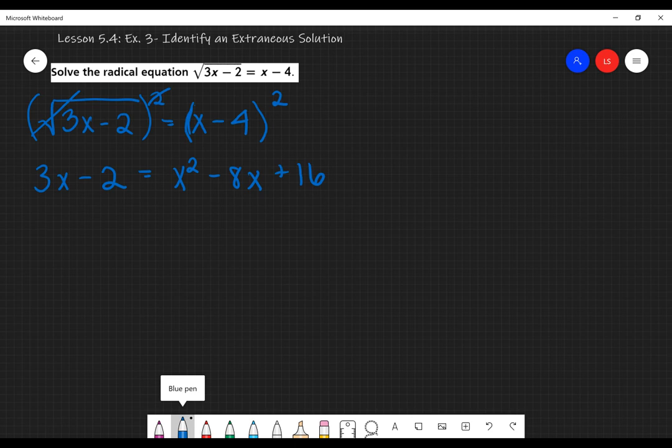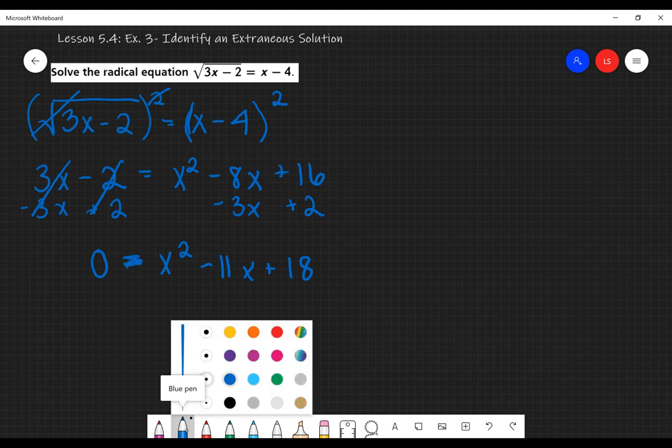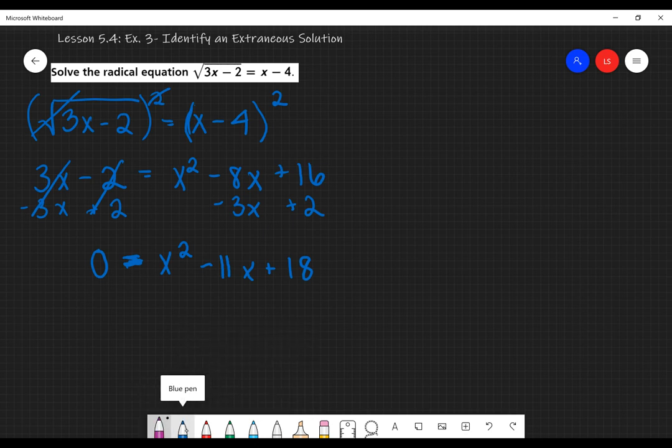Now we've got to get everything to one side, since we've got a quadratic with our x squared on the right. So we're going to subtract 3x from both sides, and we're going to add 2 to both sides. So now we have a quadratic that's equal to 0. And since we have a quadratic equal to 0, we do know how to factor and solve this. So in order to factor this, we are going to use the x method.